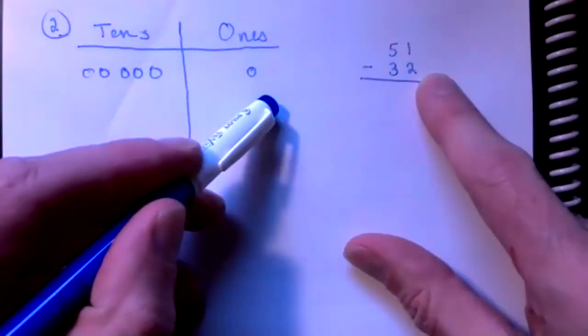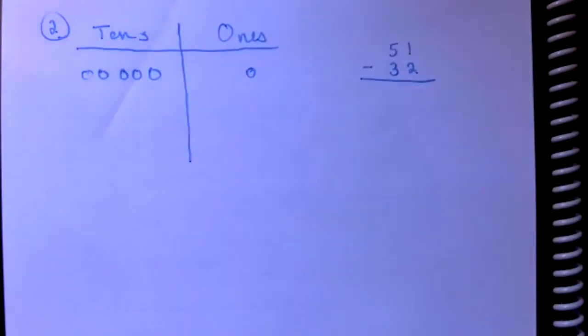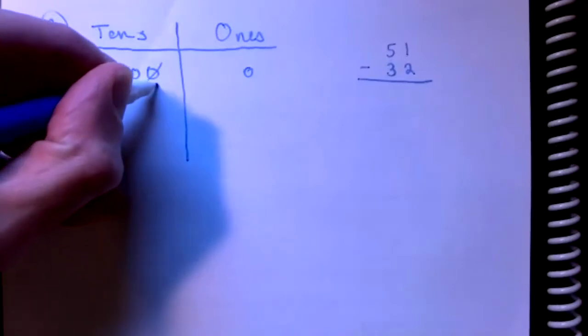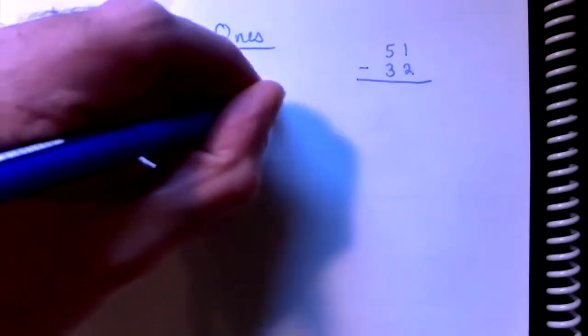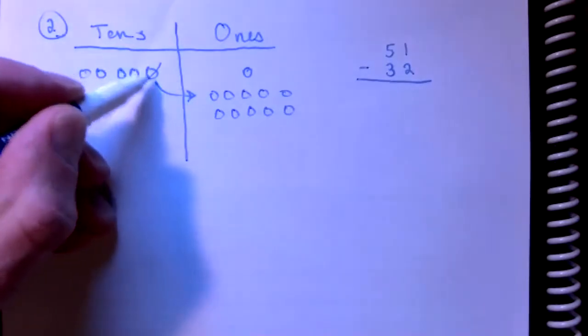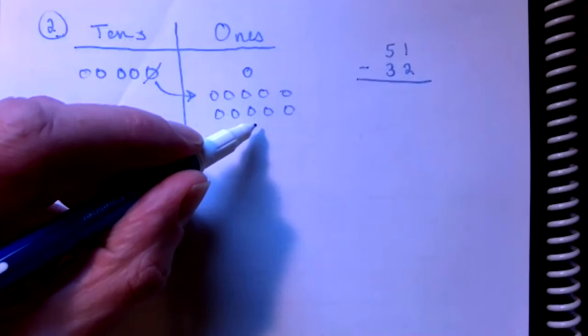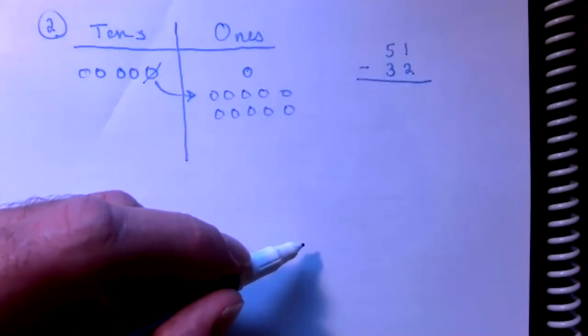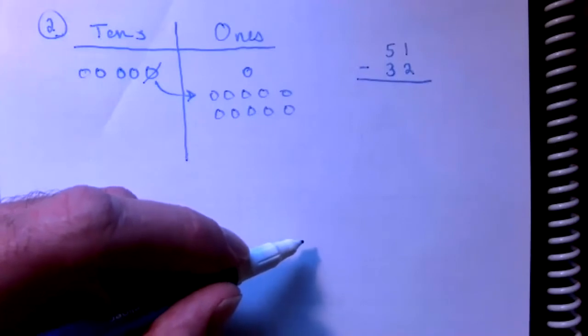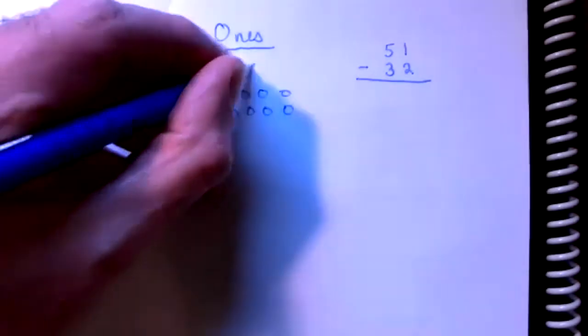Now I got one chip, I need to take away two. I can't do that. So what do I do? Help me out. You borrow from the tens place. Right. So we take one of these, we cross off one of the chips in the tens tray. 1, 2, 3, 4, 5, 1, 2, 3, 4, 5. And then I take that and I bring over 10 chips to the ones tray. What now? Take away 2. Right, we take away 2 from this ones tray.